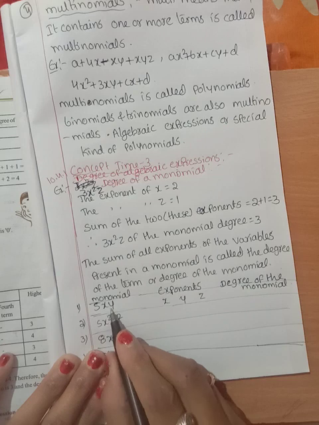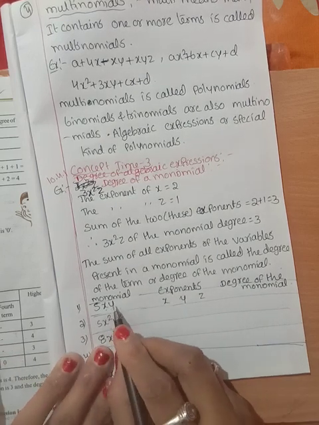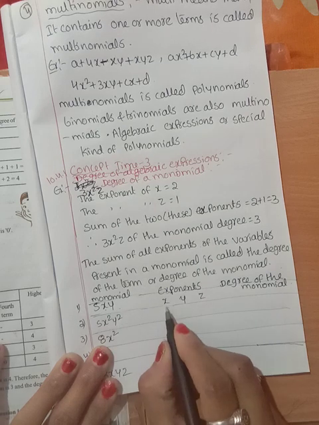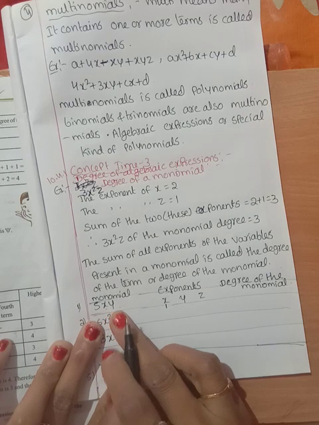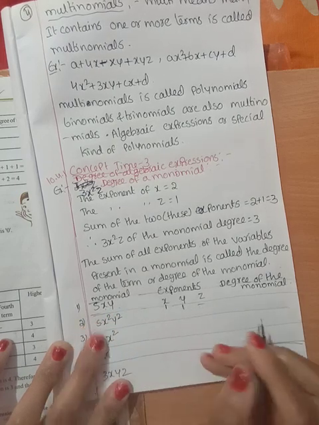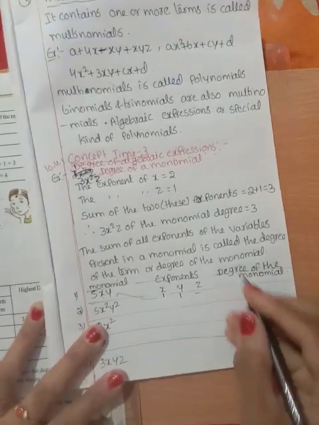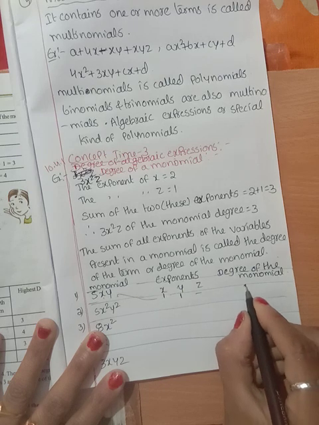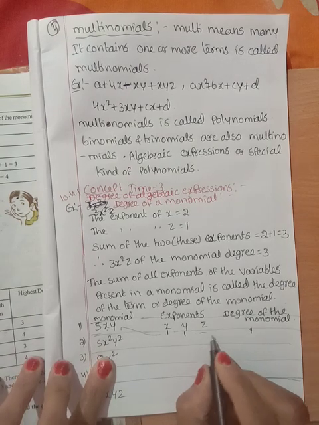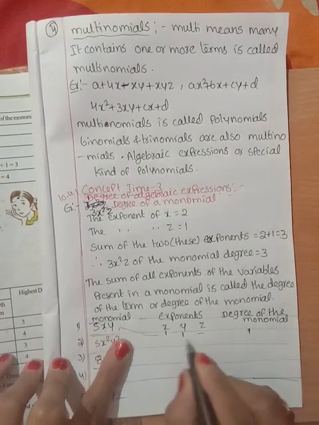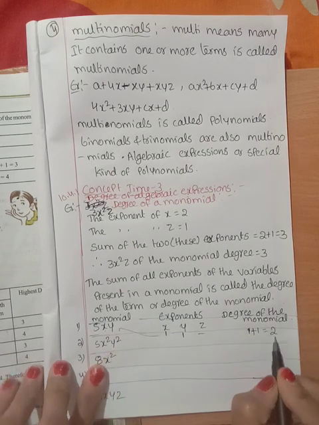First example is 5xy. The exponent of x is 1, and the exponent of y is 1. There are no z terms. So the total is 1 plus 1 equals 2. The degree of the monomial is 2 only.